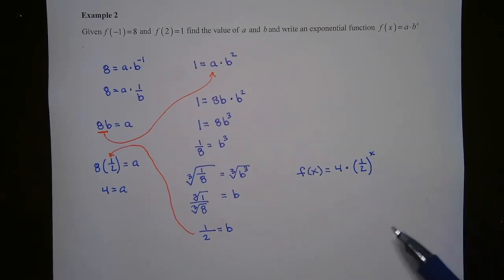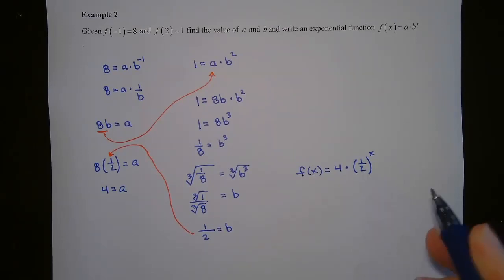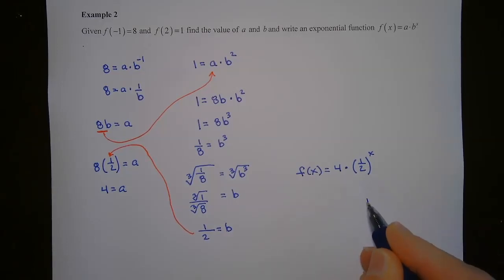Something that I need to point out: when your base is a fraction, you must put parentheses around it, because this is not the same as this. You have to put parentheses around the base when it's a fraction. If it's just a number like 5, no problem. You don't need to have the parentheses. Can you put them? Yes, but you don't have to if the base is a number like 5. You only have to have the parentheses when it's a fraction, like 1/2 or 3/2. All right, so that's example 2. Let's take a look at example 3.